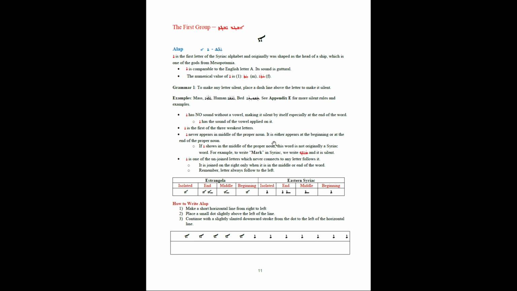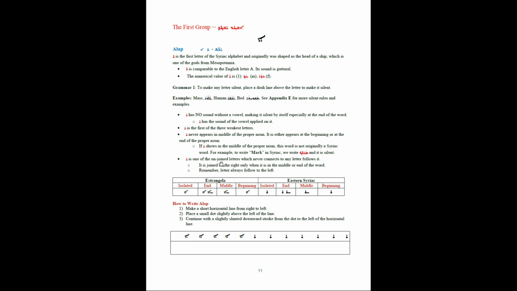For example, when we need to say Mark, Mark is a name in English. If I want to write it in Syriac, I'm going to put an Alap in the middle. Even though it has no vowel and makes itself silent, I have to have it there just because this one is not a Syriac word. Again, it's not a Syriac proper noun, so that's why we have it in the middle.